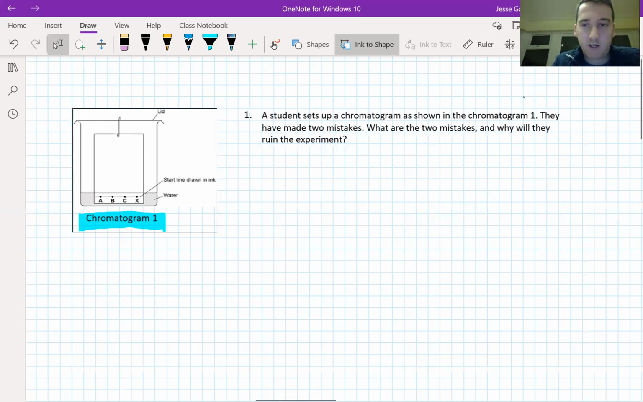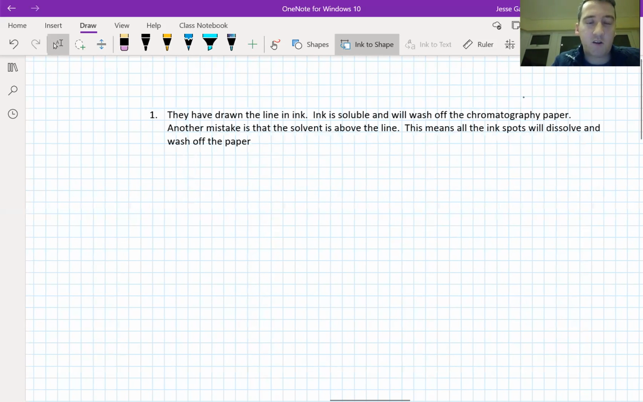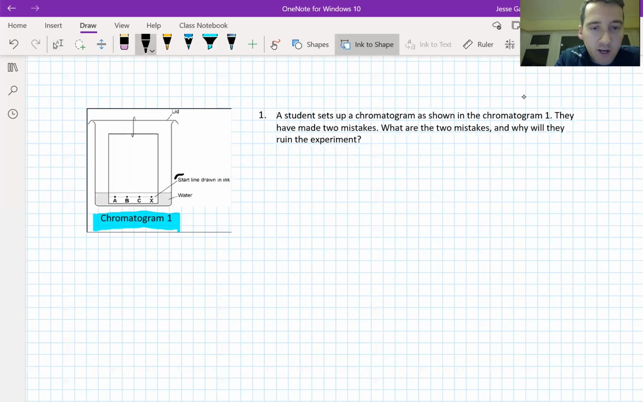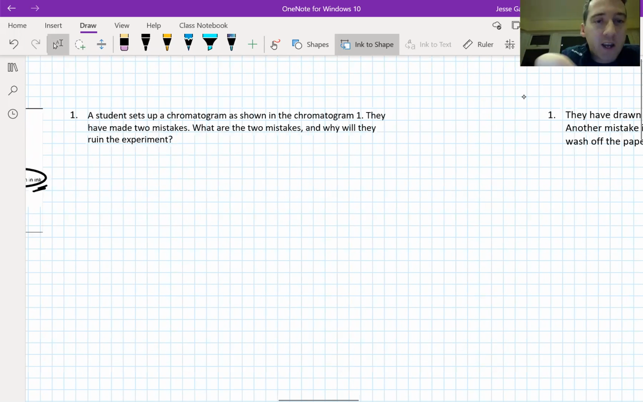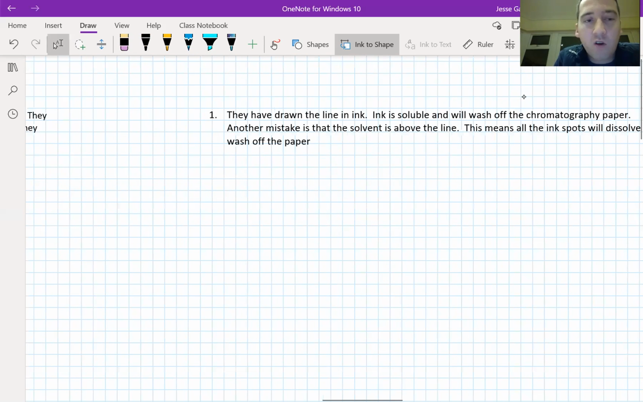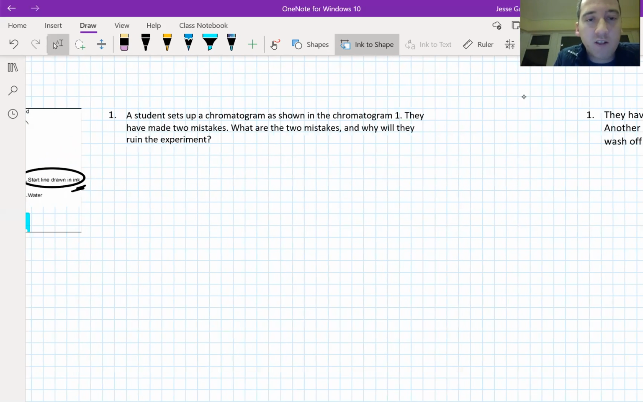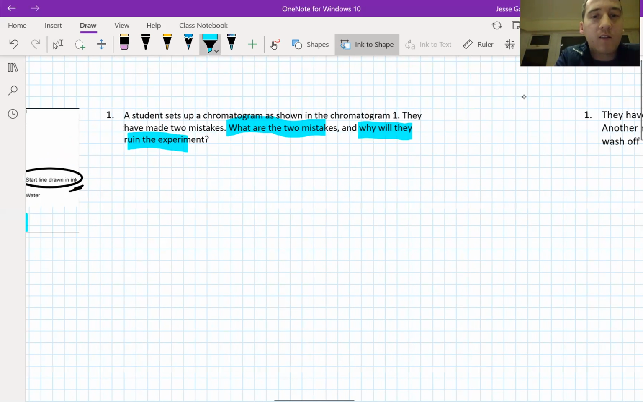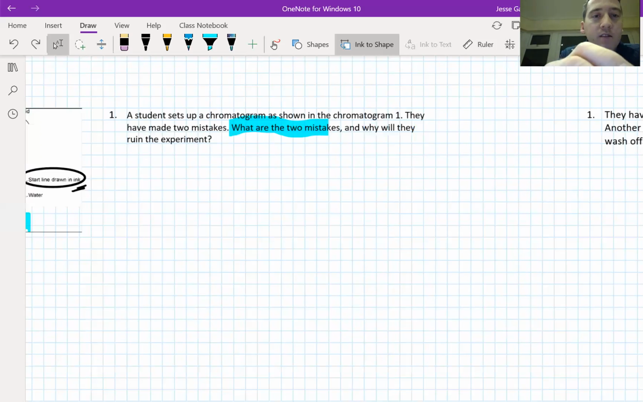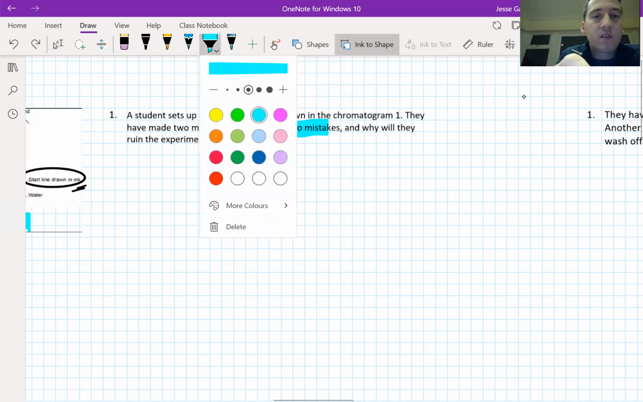Okay, so here are the 2 mistakes. The first mistake, they have drawn a line in ink. Look here. Start line drawn in ink. There's problem number one. Okay, why is that a problem? I said they have drawn the line in ink. Ink is soluble and will wash off the chromatography paper. I'm checking the question again to make sure I've answered it. It said they have made two mistakes. What are the two mistakes and why will they ruin the experiment? There's two parts to the question.